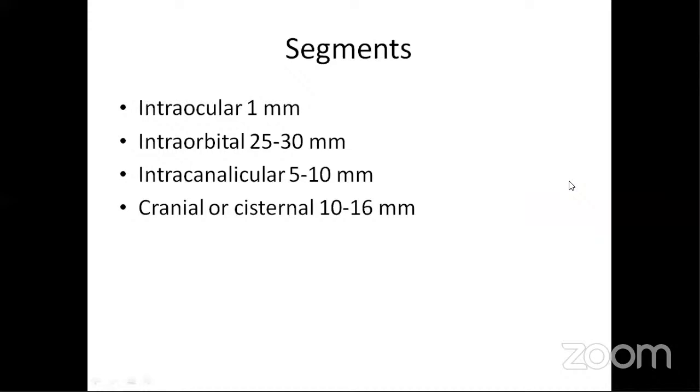The optic nerve has four segments: intraocular, which is about 1 millimeter; intraorbital, which is around 25 to 30 millimeters; intracanalicular, which is around 5 to 10 millimeters; and then the cranial or cisternal, which is 10 to 16 millimeters.